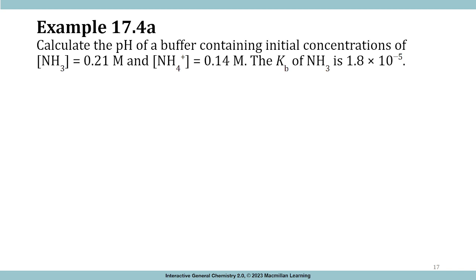Okay, so let's calculate the pH of a buffer containing the initial concentrations of NH3, concentration 0.21 molarity, and NH4 plus, the concentration there of 0.14 molarity. Now, the Kb of NH3 is going to be this value right here, 1.8 times 10 to the negative 5. Okay, so the first step of these reactions is to figure out what equilibrium you're working on. Okay? And the easy way to do that is that equilibrium has to have both species in it, doesn't it?